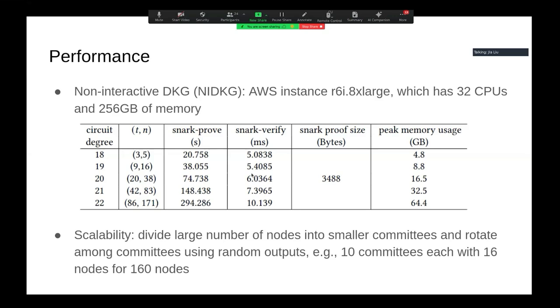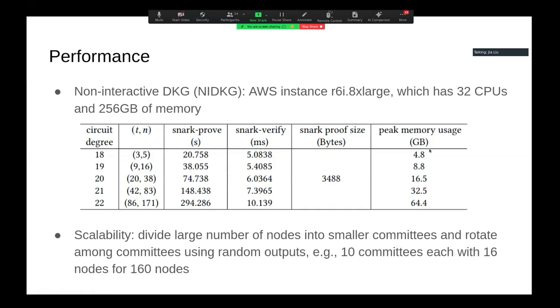For example, if we have 160 nodes, instead of using one circuit, we can divide these 160 nodes into 10 committees. Each committee has 16 nodes. So instead of using circuits with degree 22 and a proving time of almost 300 seconds, we can use circuits with degree 19 and a proving time of 38 seconds. Verification is 5.4 milliseconds, and the memory usage is less than 9 gigabytes. So this can be easily computed on a modern laptop.